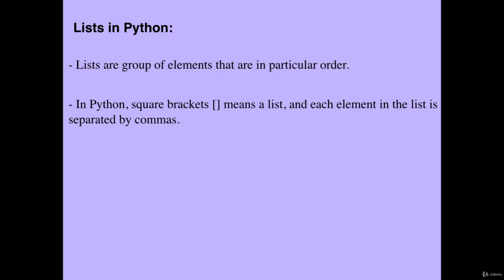Lists are a group of elements that are in particular order. In Python, square brackets means a list, and each element in the list is separated by commas.